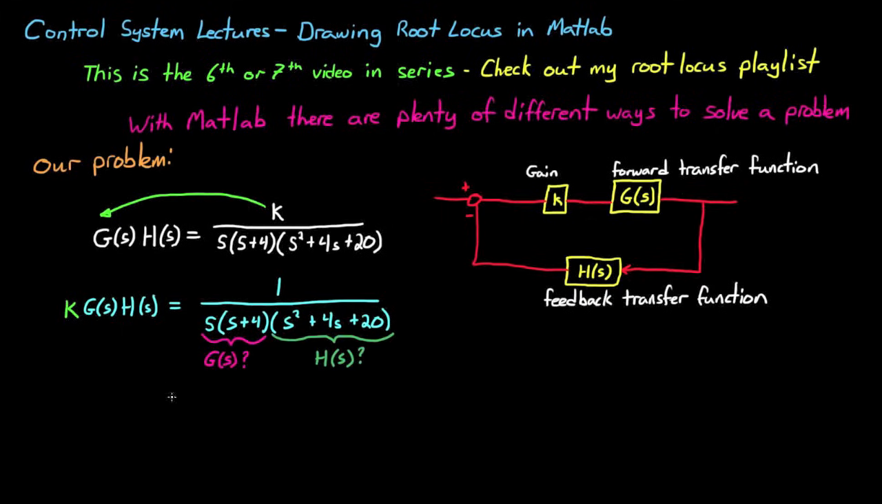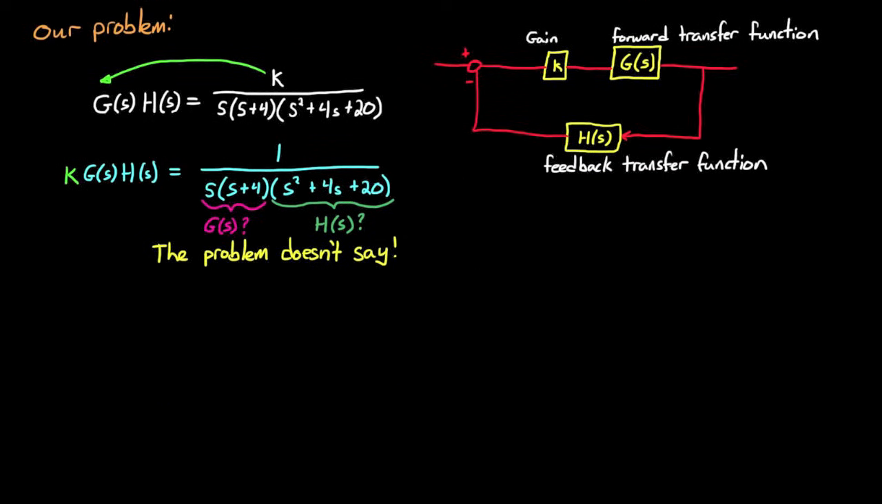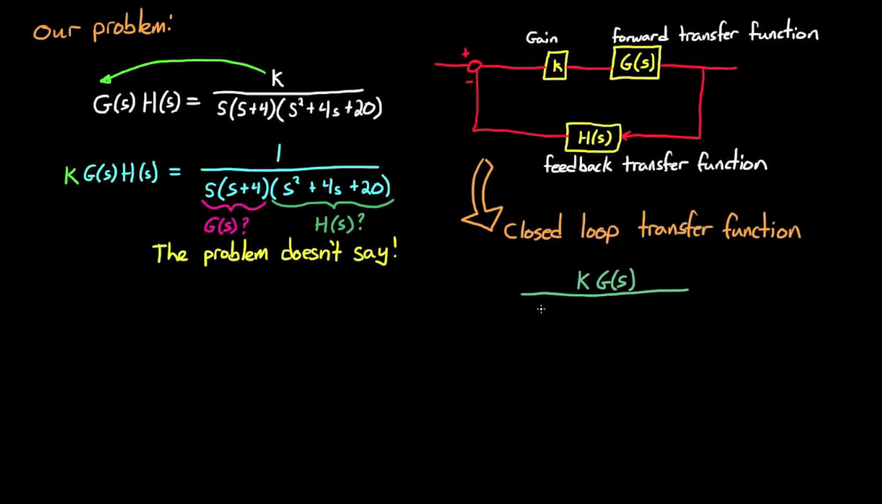but for drawing the root locus, it doesn't matter, because if you recall, the closed-loop transfer function for this system is K times G(s) divided by 1 plus K times G(s) times H(s). And to draw the root locus, we only need the characteristic equation in the form that it's already in, exactly the way the problem provided it.